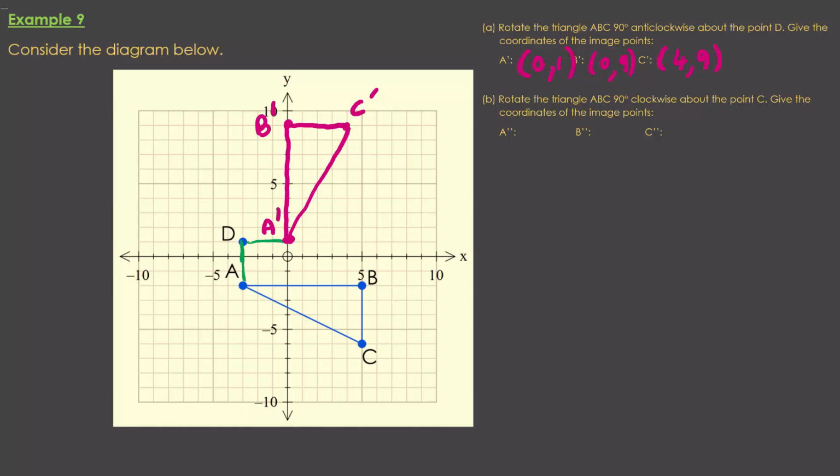Now we want to rotate the original triangle, ABC, 90 degrees clockwise about point C. So point C is going to be the point of rotation, and therefore C and C dashed will be the same. C is not going to move if we rotate around it. Now if we're going this time clockwise, it should be clear that the triangle is going to be in this sort of configuration.